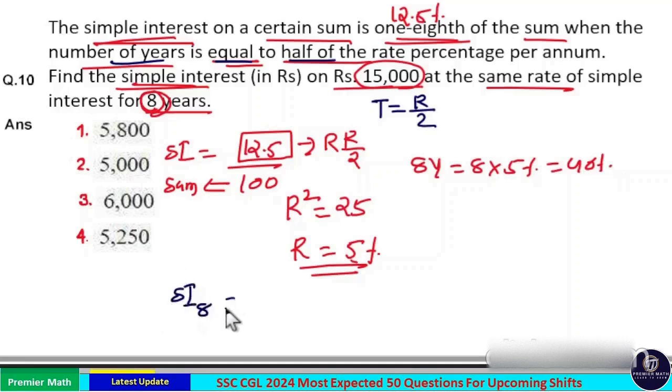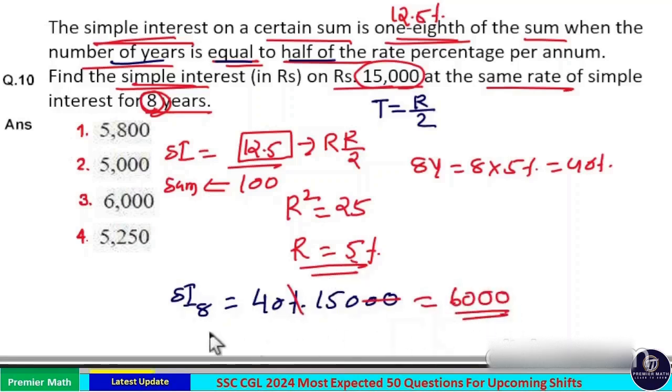So simple interest for 8 years is equal to 40 percentage of the sum 15,000. Now the percentage and 00 cancel. 15 into 4 is equal to 60. So 6,000 is the interest generated for 8 years. Option A.